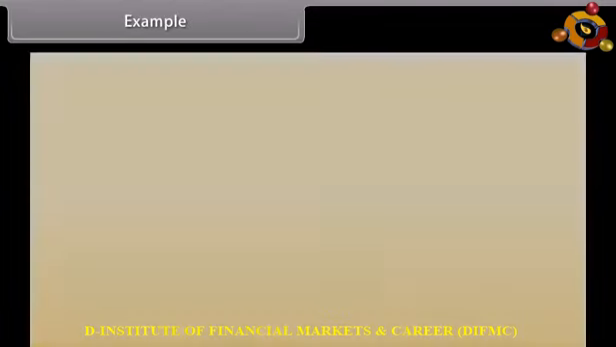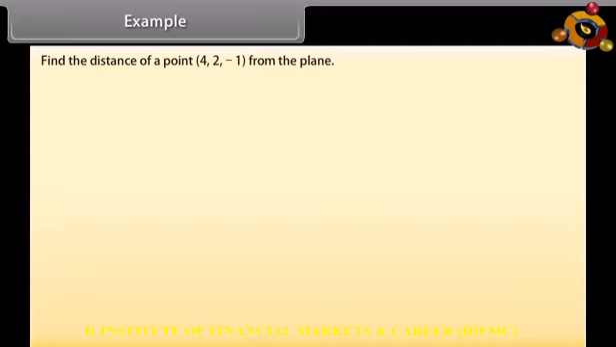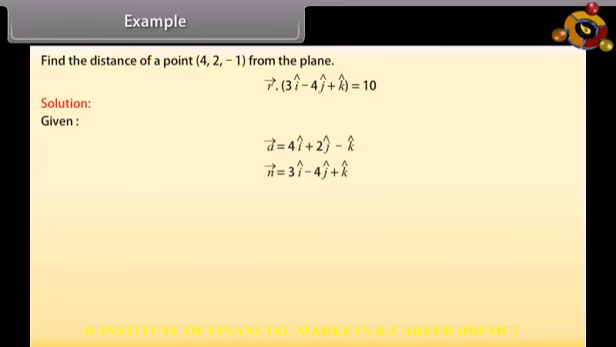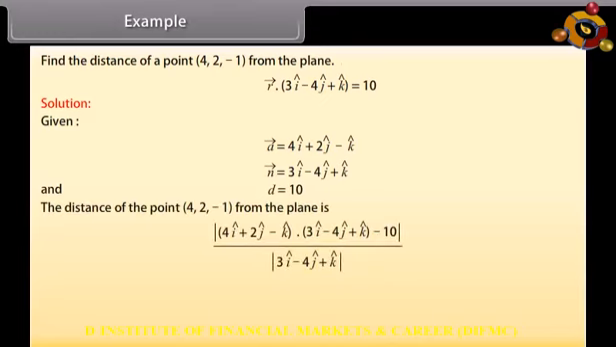Example. Find the distance of the point (4, 2, -1) from the plane. Solution. Given vector A equals 4i + 2j - k, vector n equals 3i - 4j + k, and d equals 10. The distance of the point (4, 2, -1) from the plane is equal to the modulus of 12 - 8 - 1 - 10 divided by the modulus of the square root of 9 + 16 + 1, which equals 7 by square root of 26.